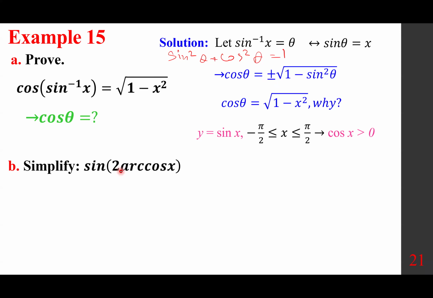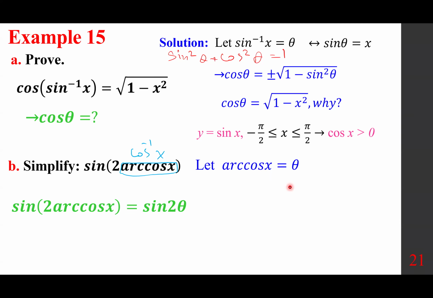Simplify sine of 2 arc cosine x. Again, whether I write arc cosine x or cosine inverse x means the same thing. And that's an angle, that's a theta, if you will. So you want sine of 2 theta. First and foremost, if we let arc cosine x be theta, by definition cosine theta is x. Okay, so we are looking for sine 2 theta, and cosine theta is x.